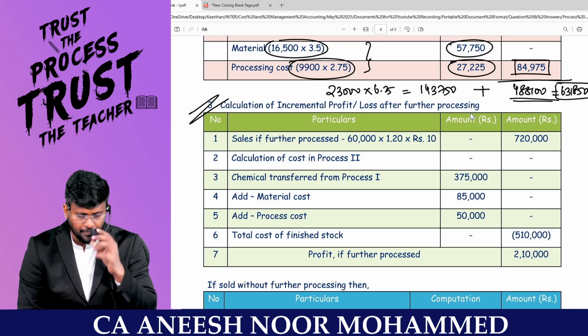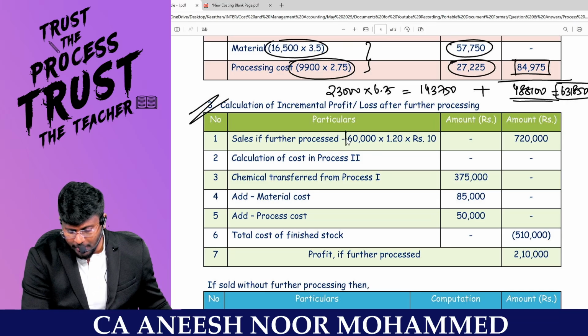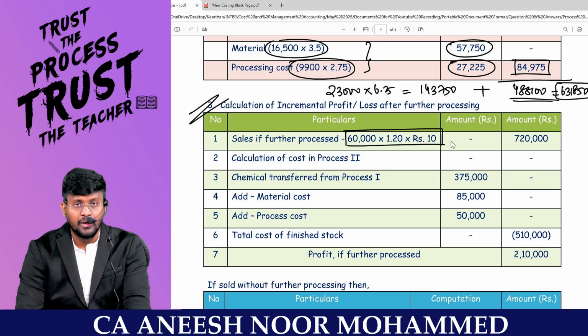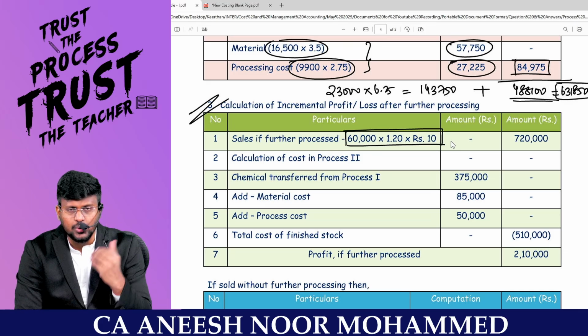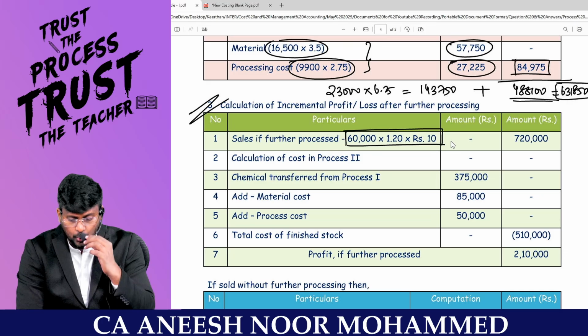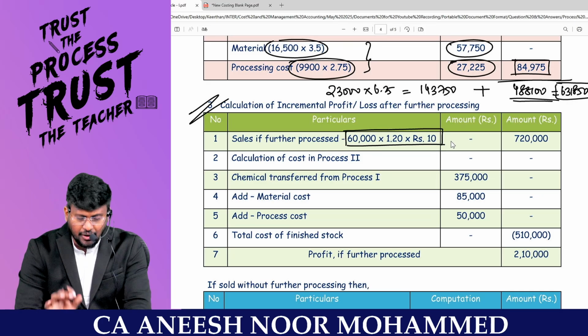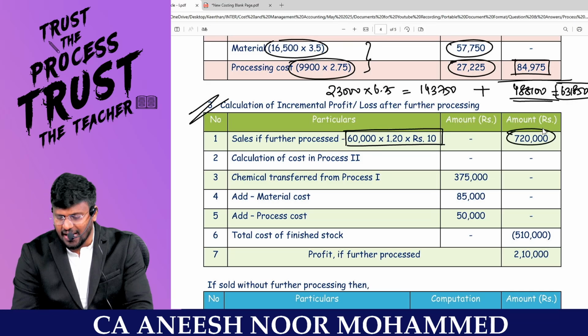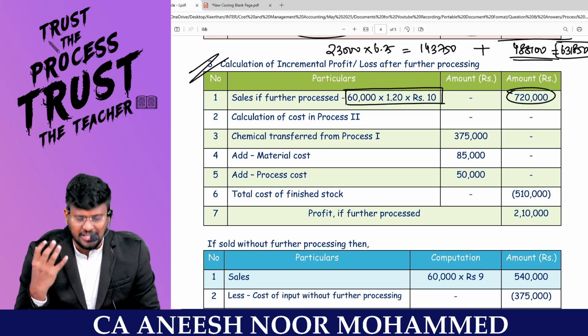Very simple. Let us first take further processing. How many kg are we further processing? 60,000 kg, into, it will multiply to 1.2 times. So the output will be 72,000 kg. After further processing, every kg can be sold for 10 rupees. So 7,20,000 rupees will be the sales.